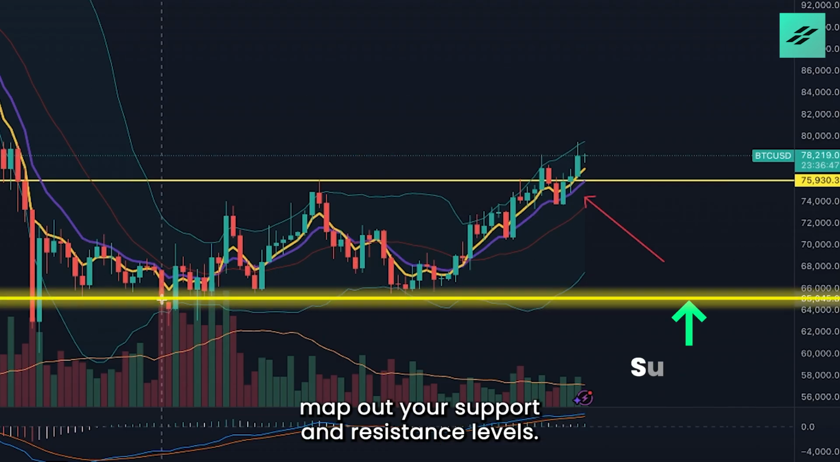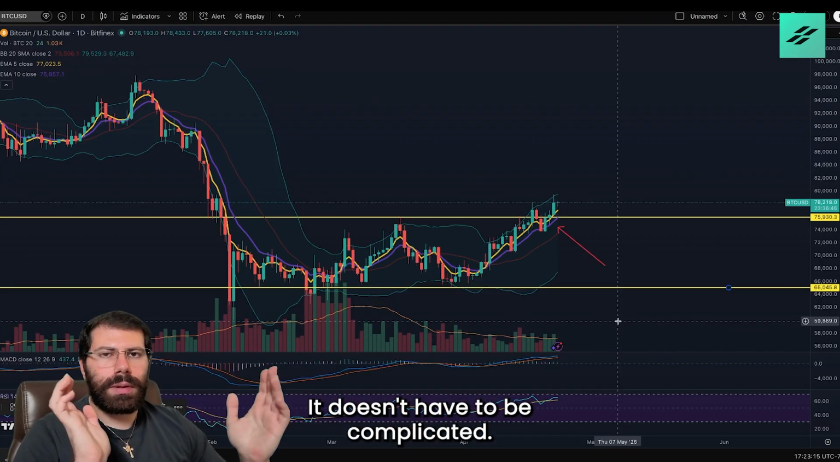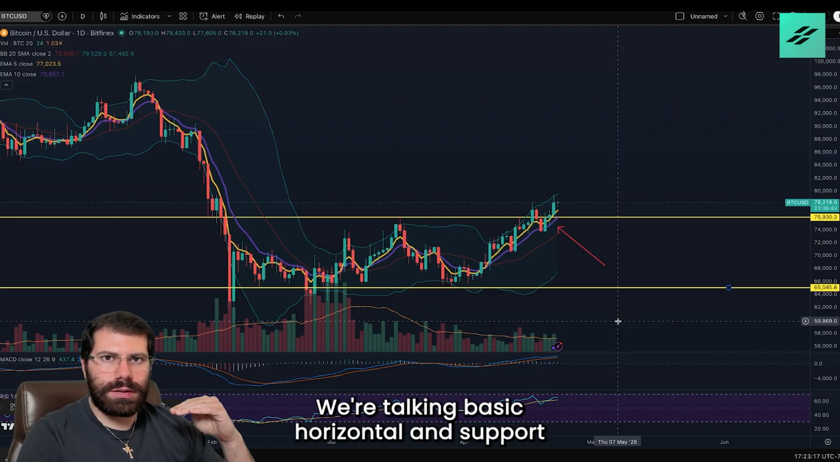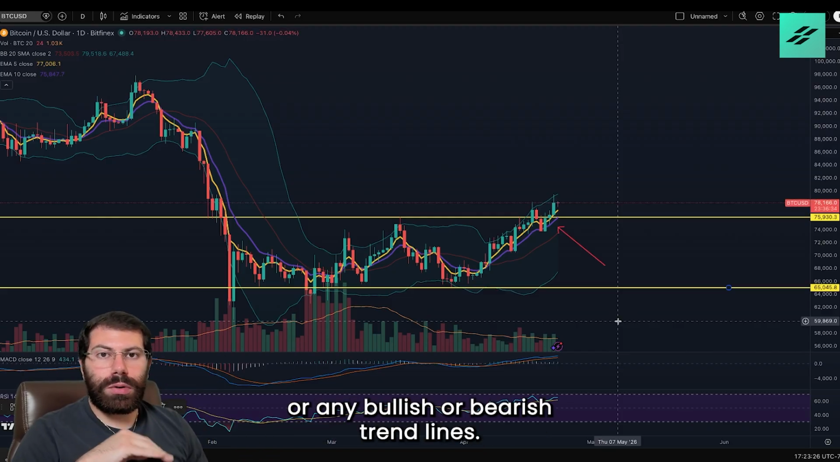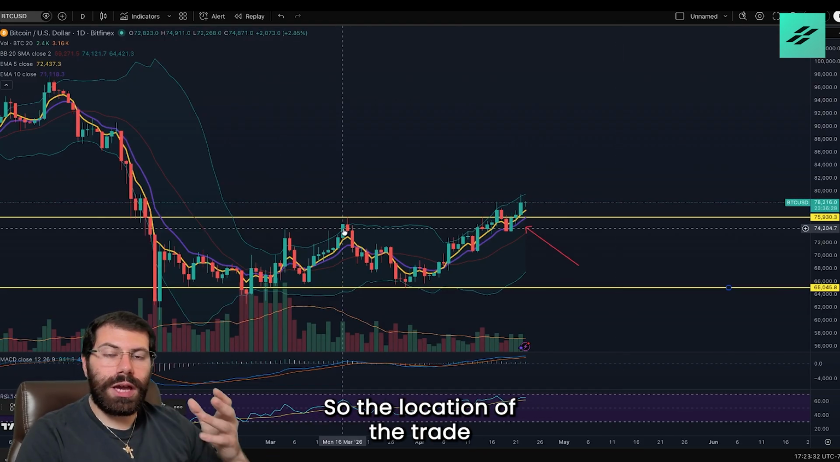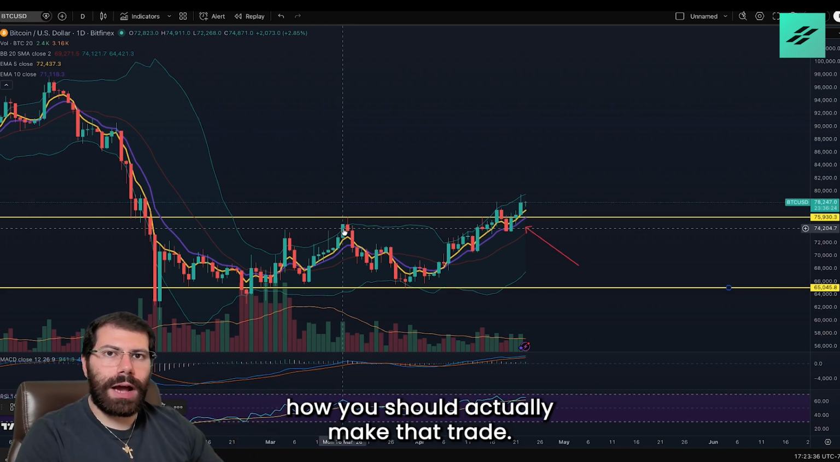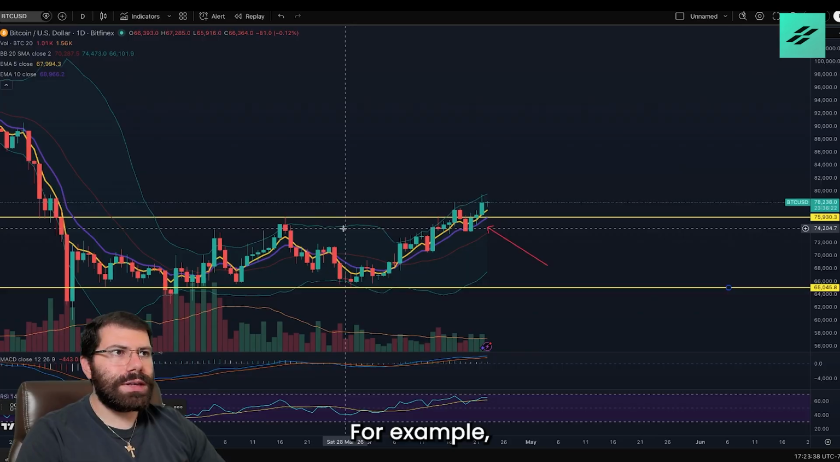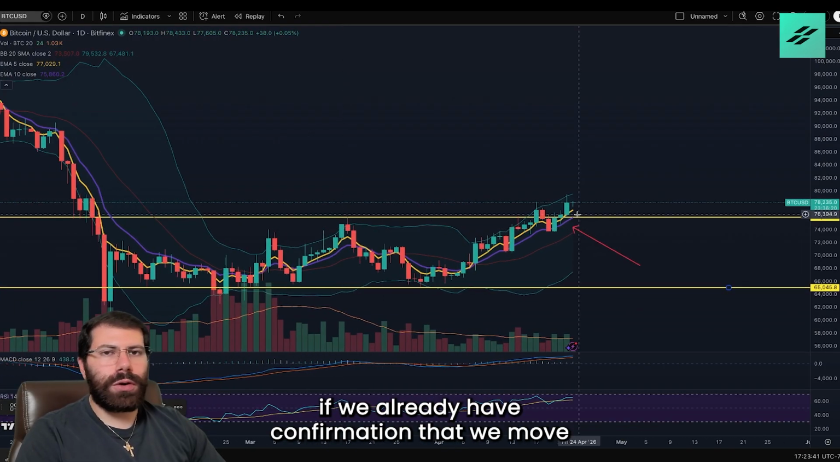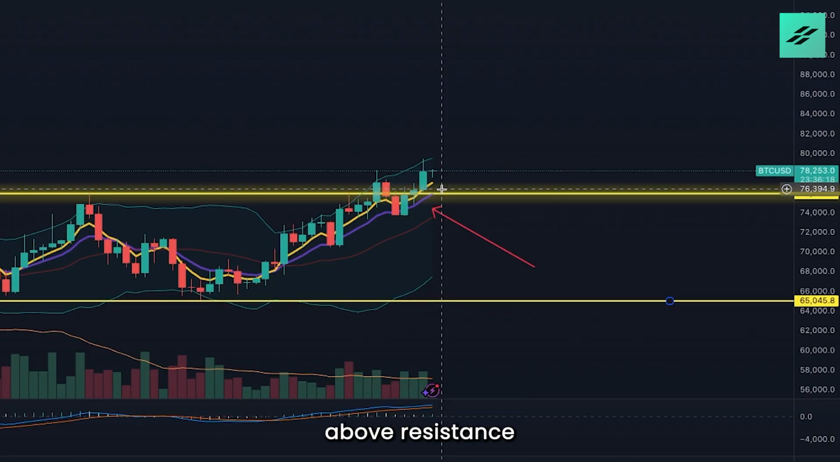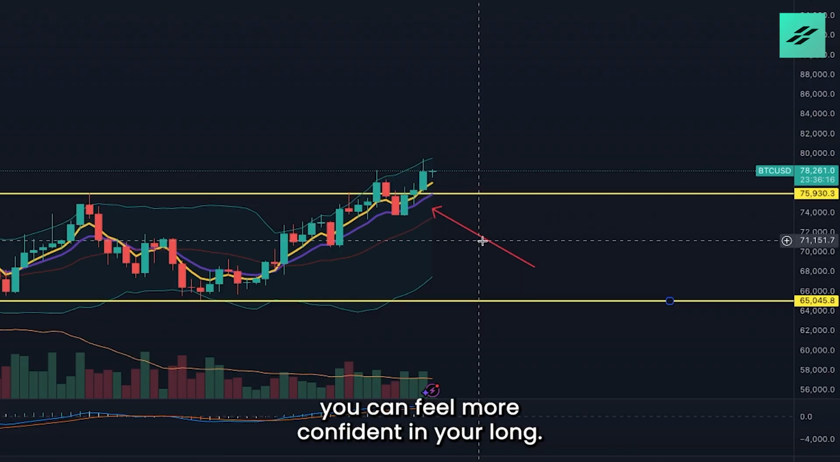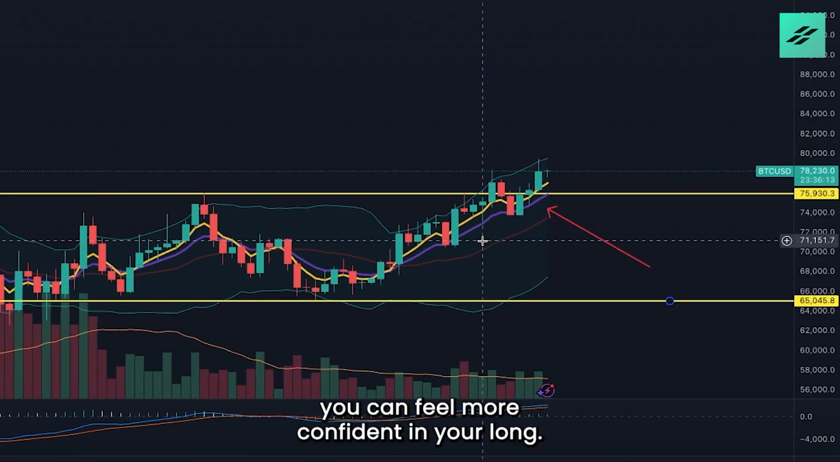Map out your support and resistance levels. It doesn't have to be complicated. We're talking basic horizontal support and resistance, or any bullish or bearish trend lines. So the location of the trade will help you decide how you should actually make that trade. For example, if we already have confirmation that we moved above resistance and that we're breaking out, you can feel more confident in your long.